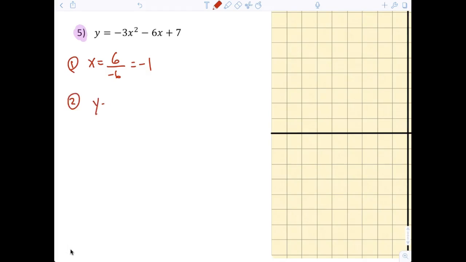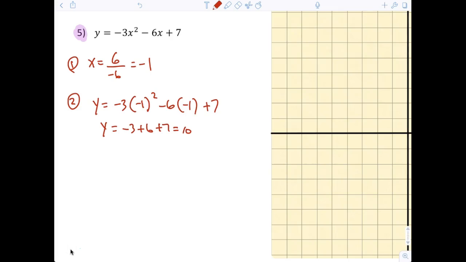Number 2, y equals -3 times -1 squared minus 6 times -1 plus 7. What does y equal? The final answer there is what? Did anybody else get -2 on that? That's not what I got. I don't think so. Y equals 10. So -3 plus 6 plus 7. I'm thinking it's 10 also.